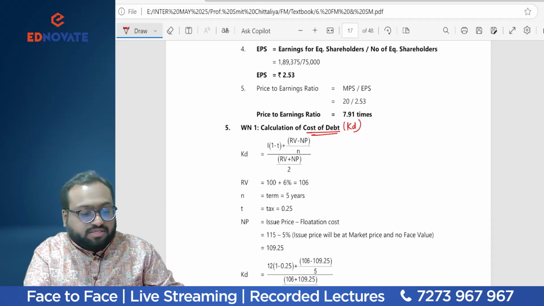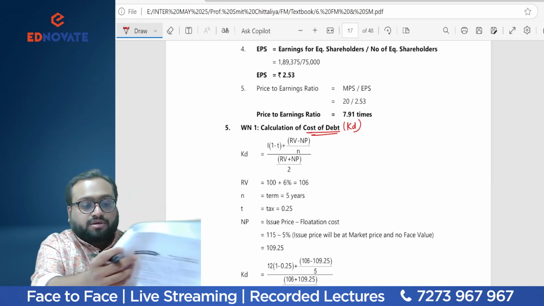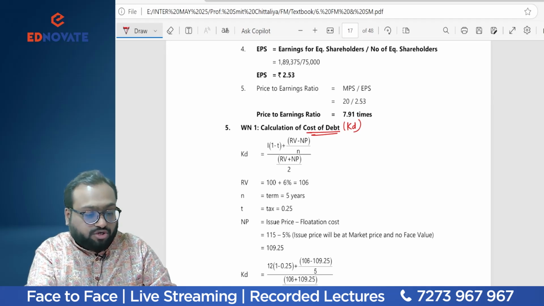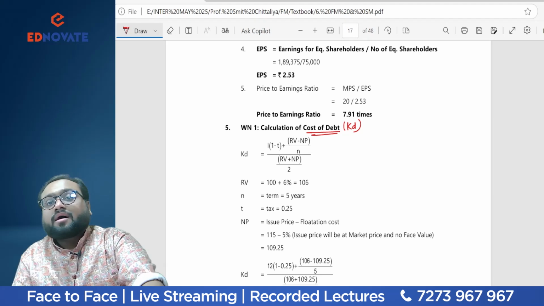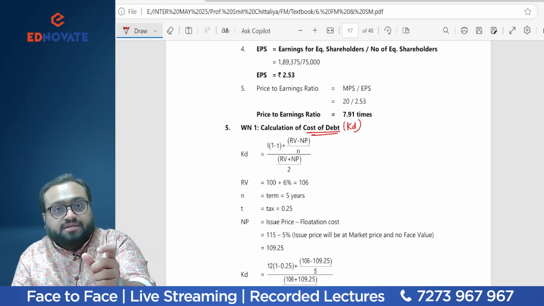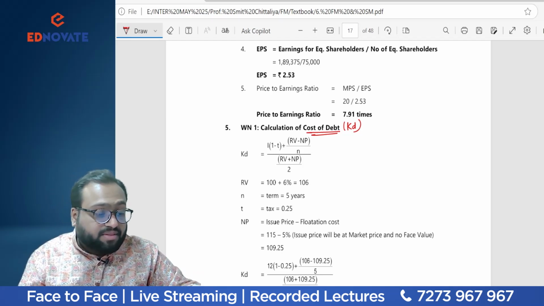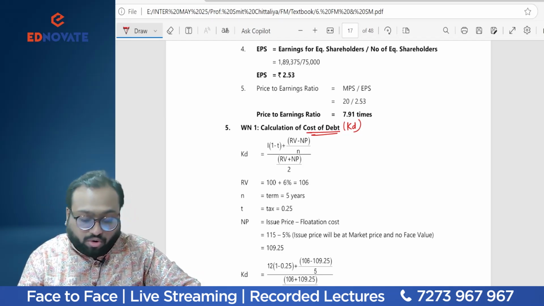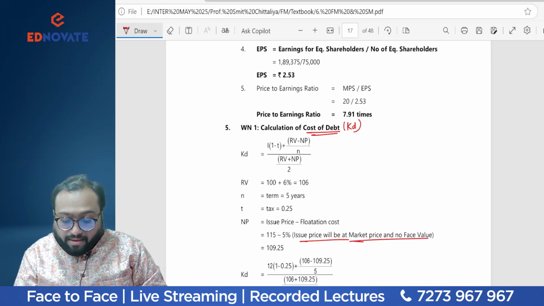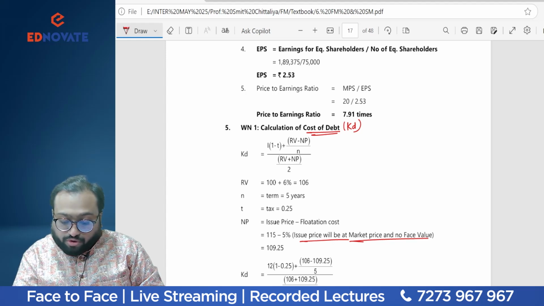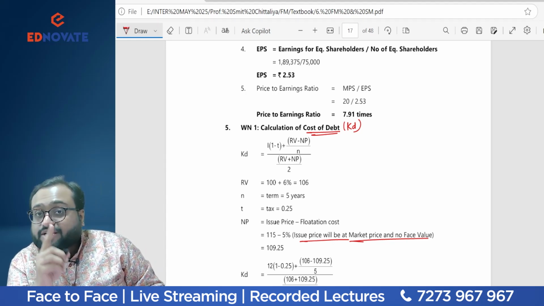Now this time they have given it very specifically in the question. Students normally have a doubt with respect to flotation cost. What will be the flotation cost? Flotation cost should always be calculated on the market price or the issue price. At what price we are issuing? On the net proceeds and not on the face value, because very specifically this time in the RTP they have noted in the solution part also that issue price will be the market price and not the face value. So flotation cost they have done on 115 only, the net proceeds, and not on the face value of 100.